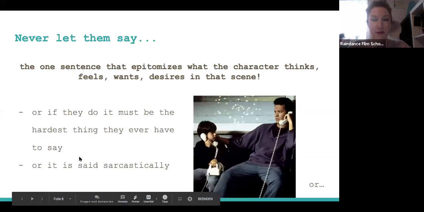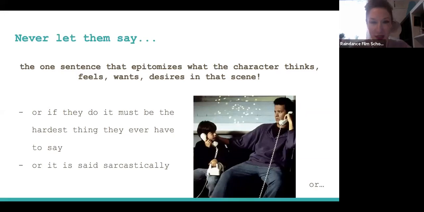Then also, never let them say the one sentence that epitomizes what the character thinks, feels, wants, and desires in that scene. But if they have to, because that can happen, then it must be the hardest thing ever for them, ever. Or they can at least say it very sarcastically.